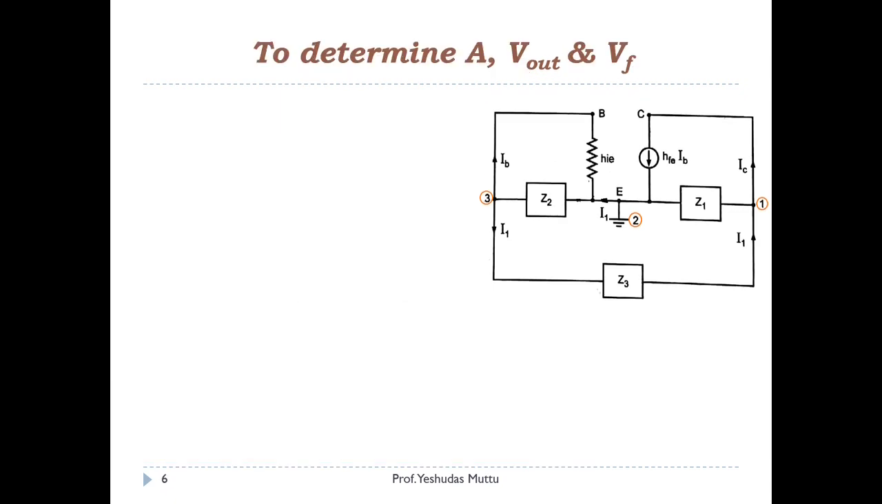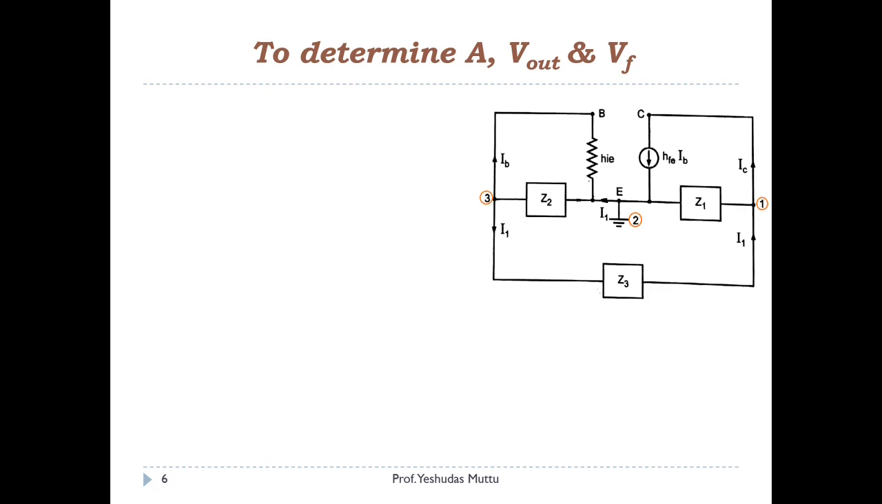Now, so the impedance I found out. Now the next step is to find out A, V out and VF. Why I require V out and VF is to find beta basically. And A is nothing but the gain which I have already found in EDC1.